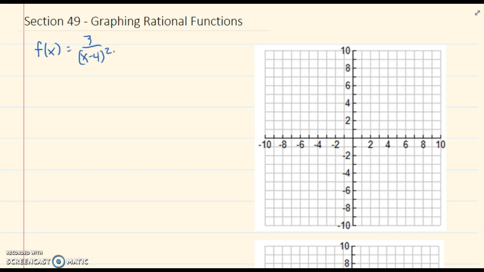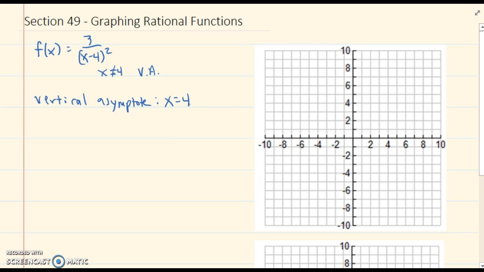So again, excluded values are when the denominator equals 0. So I'm seeing right here that we have an x minus 4. It doesn't matter that it's squared when I'm finding excluded values. So that tells me that x equals 4 is going to be an excluded value, or x cannot equal 4. And graphically, what that means, because that factor will not cancel with the numerator, that's going to give us a vertical asymptote. So the first thing I want to look for is a vertical asymptote, and that's at x equals 4.